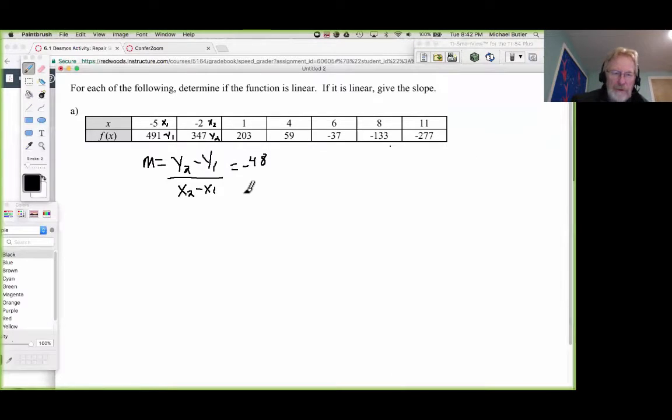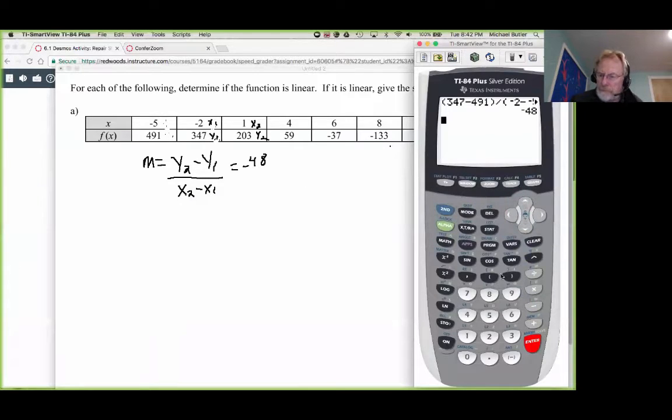And so when we do that this time, we're going to change the starring roles here, all right? So let's take a look at the next ordered pair, and we'll call this one x1, y1, and we'll call this one x2, y2, okay? All right, so let's see what we get this time. So we're going to go parentheses 203, and then we're going to go ahead and subtract from that 347. And then we will divide that by parentheses 1, subtract -2.